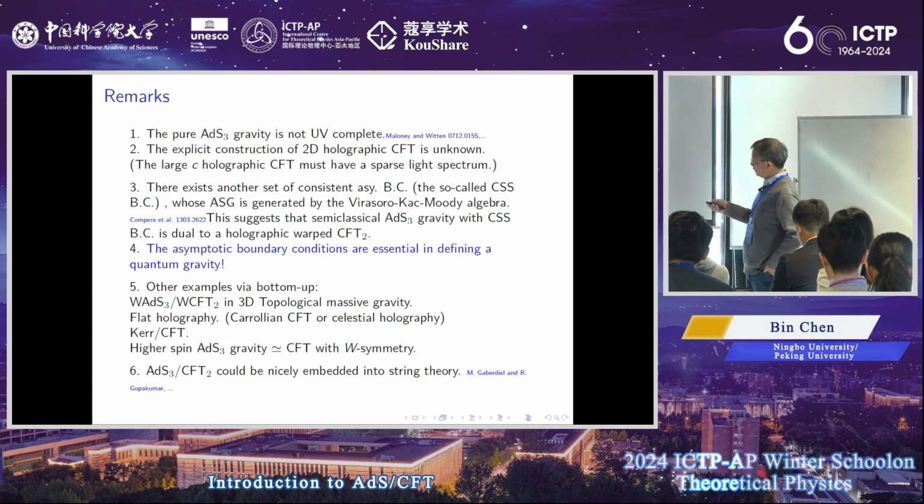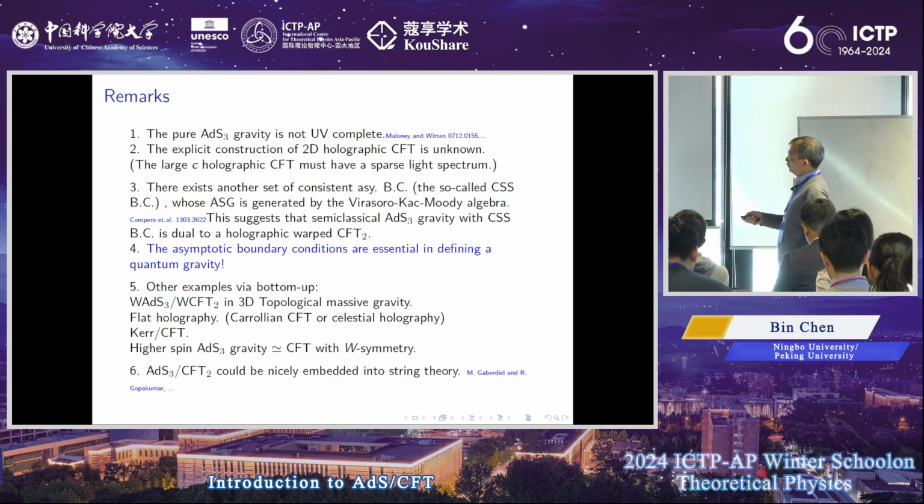And if we take some special limit, we'll get flat holography. This is still under active investigation in the past 10 years. And there are two proposals. One is the BMS, the Carrollian CFT. That studies the asymptotic symmetry group of flat spacetime. You'll get this BMS group. So people propose that flat spacetime could be dual to a BMS field theory, a conformal field theory with a BMS group.